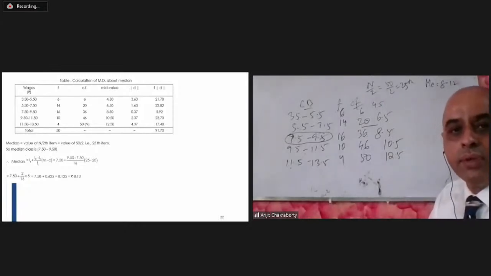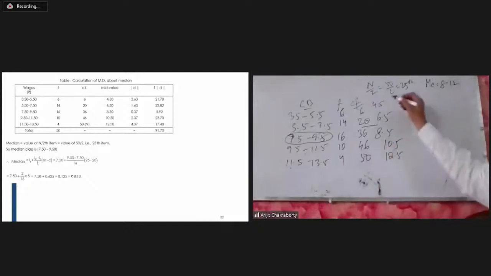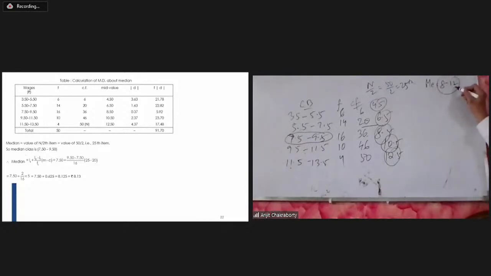Now the deviation we have to do. What is the deviation? Each of the mid value. What is the distance between the mid value and the median? Median, please note, is 8.12. So 8.12 and 4.5. So just you have to calculate. 8.12 and 4.5. How much is coming? So just try and work it out.